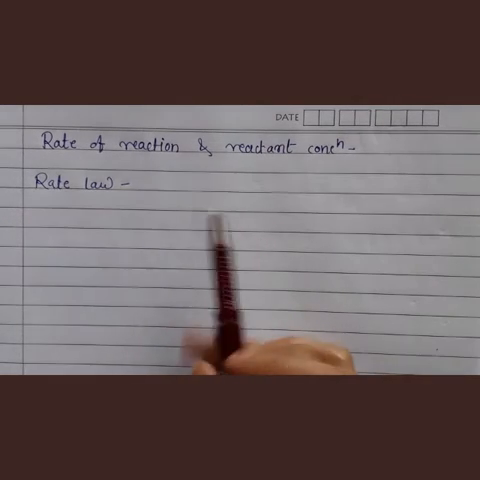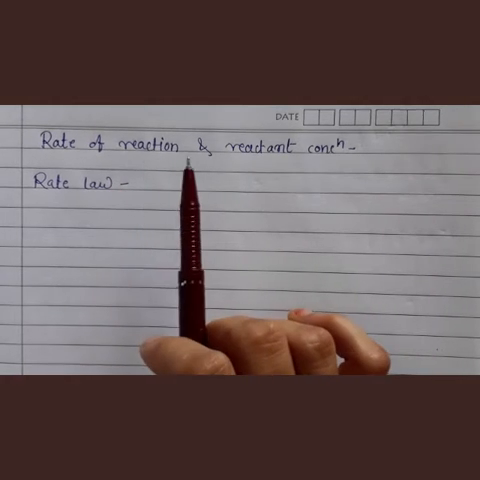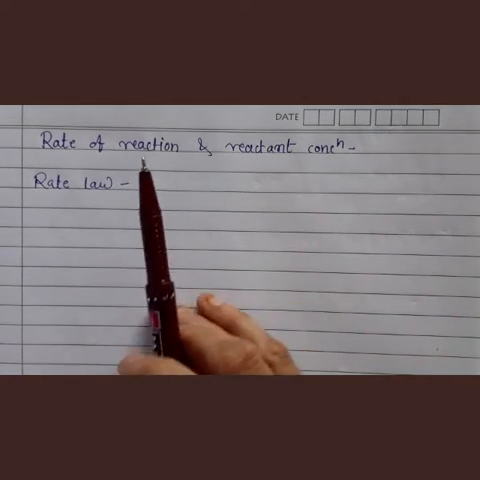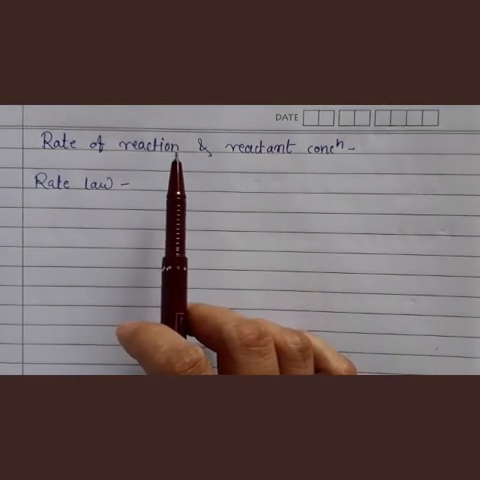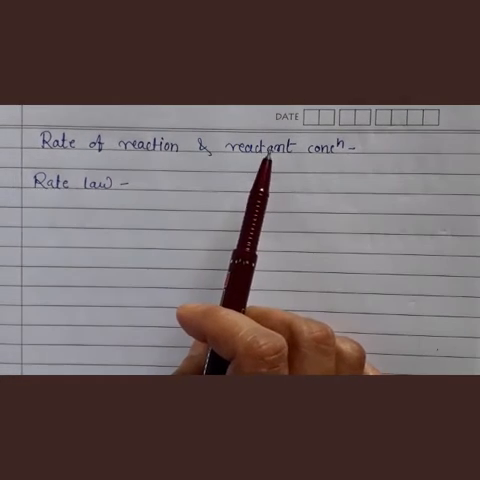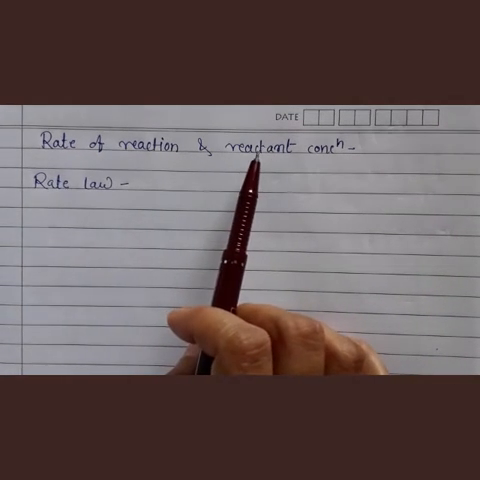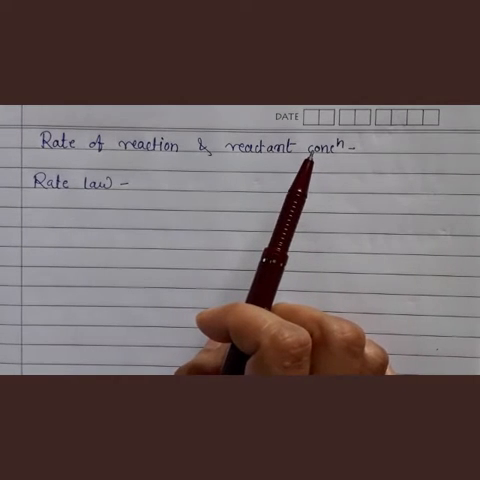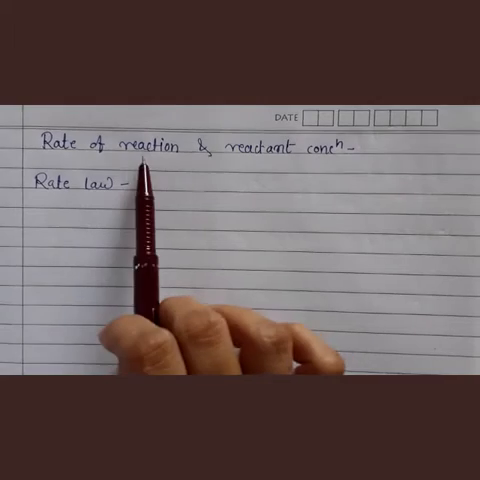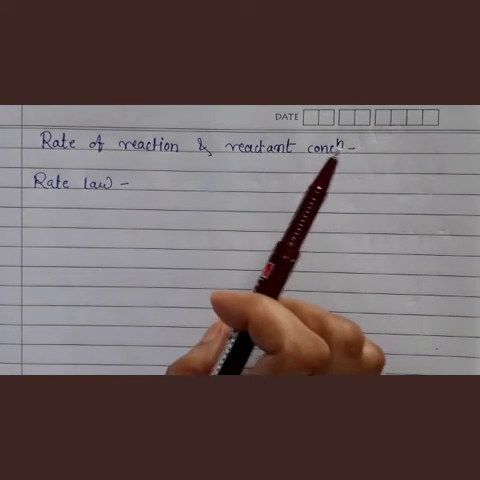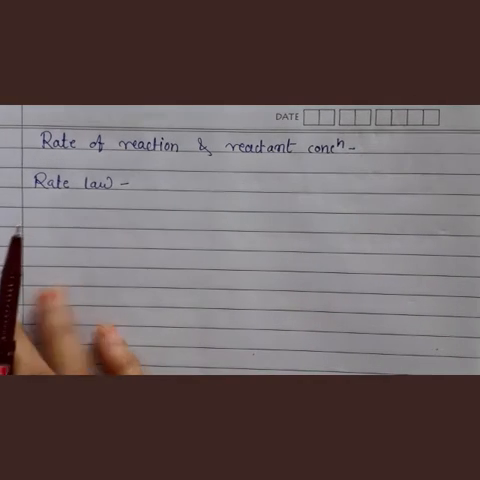Let us see the next point, rate of reaction. In the last video we have seen how to write the rate of reaction. Now see, the rate of reaction depends upon the concentration of reactant at a given time. Understand? Rate of reaction depends upon reactant concentration for a given time instant. And this relationship between rate of reaction and reactant concentration is given in the form of rate law.